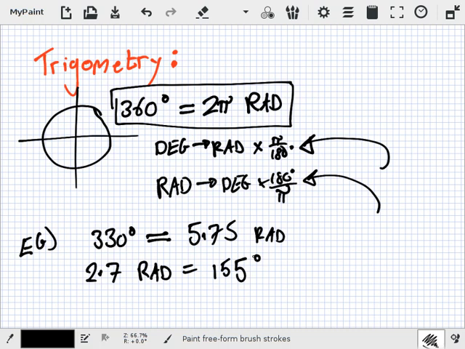Now, the next thing we're going to have a look at is something which you're all familiar with from middle school, and that's Pythagoras.